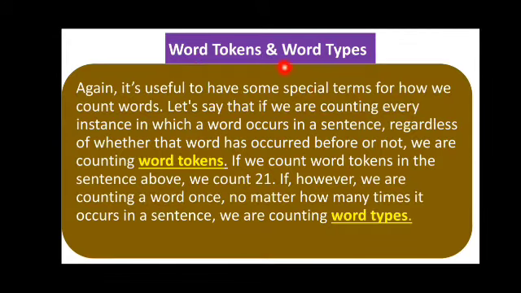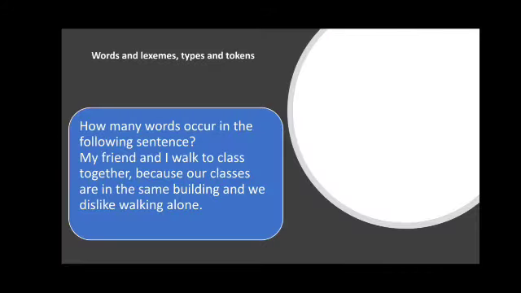Word tokens and word types. Again, it is useful to have some special term for how we count words. Let's say we are counting every instance in which a word occurs in a sentence, regardless of whether that word has occurred before or not. We are counting word tokens. So if you're taking word tokens, then we have 21 words, because you are counting each instance in this sentence.